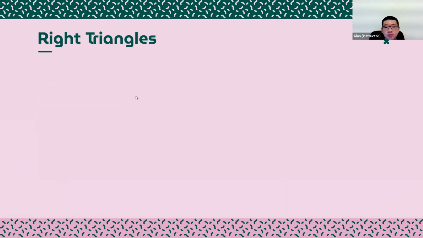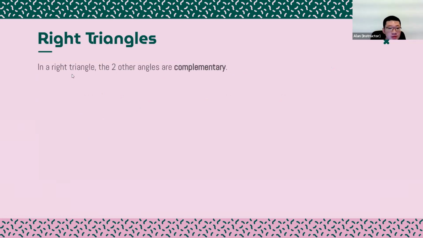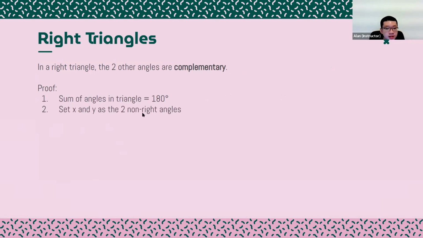So now we're gonna move on to specialties, like what's special about right triangles. So first of all, in a right triangle, the two other angles are complementary. So to prove this, you know that the sum of the angles in the triangle is 180 degrees. And we're gonna set x and y as the two non-right angles. So we know that x plus y plus 90 equals 180. So if we subtract 90 from both sides, you get that x plus y equals 90, and that means that x and y are complementary.